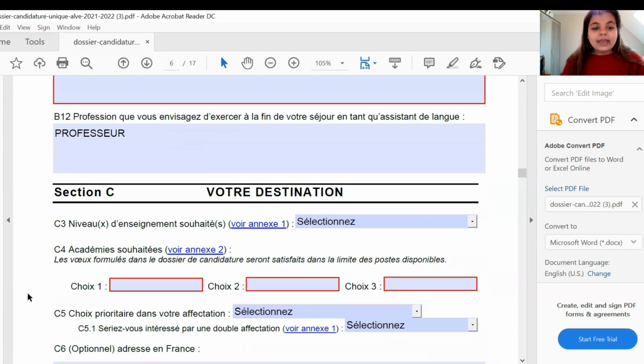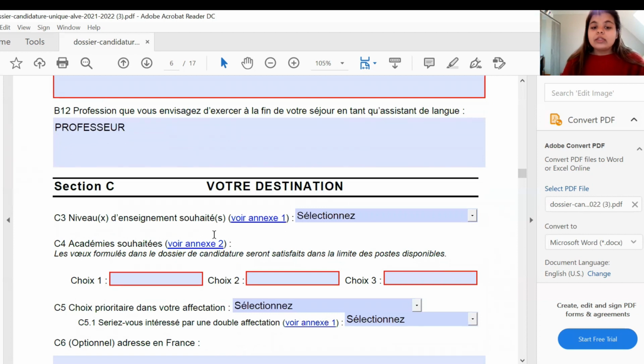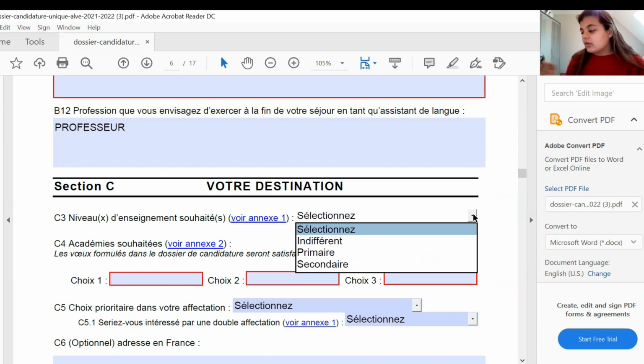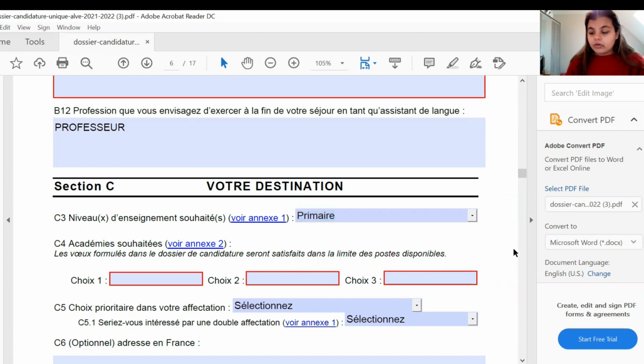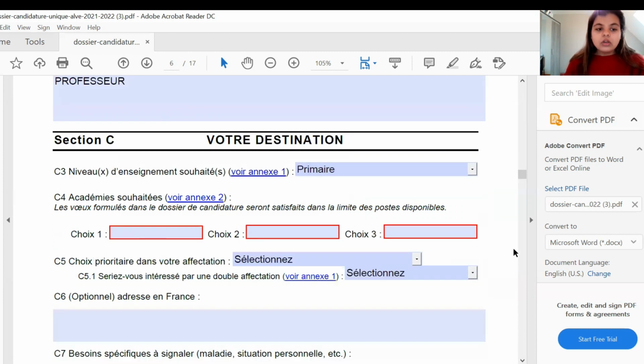Okay. Next, niveau d'enseignement souhaité. That means which level you wish to teach. There are the smaller ones, just the nursery, pre-nursery, and first, second class. Then comes your primary section, and then comes your secondary. That's the same system that we have in India. So you can choose any according to your comfort zone.